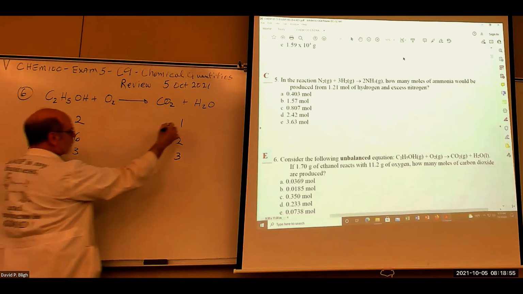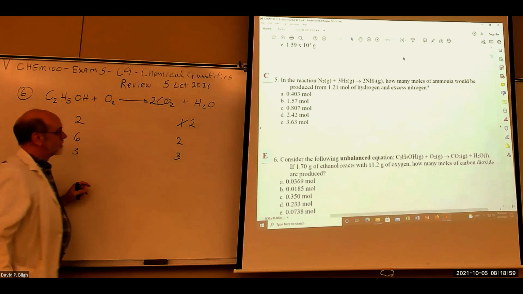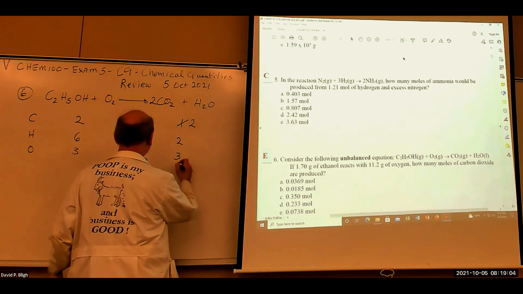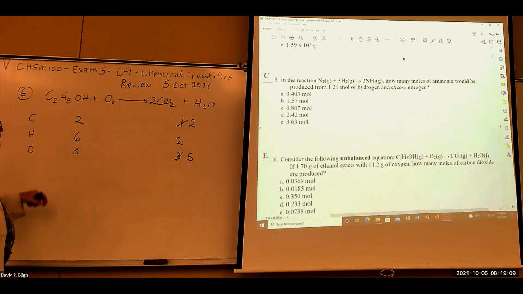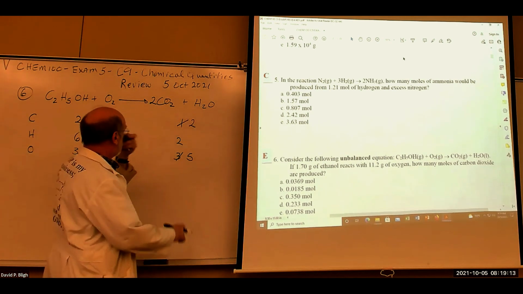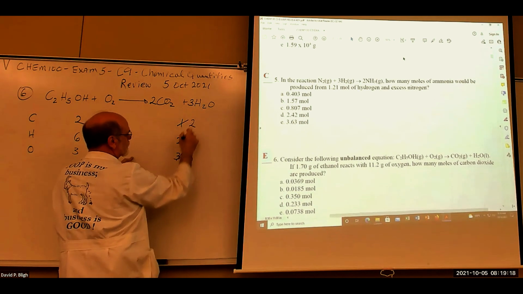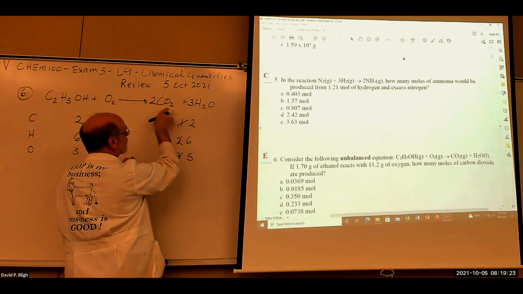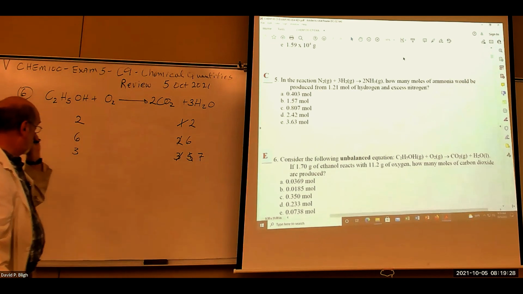Carbons. If we need 2 carbons here, that coefficient will give us 2 carbons, but it'll also give us 5 oxygens. How about hydrogens? We have 6 hydrogens here, and 2 here, so a 3 will give us 6 hydrogens. But it'll also add 3 oxygens. So 3 plus 4 is 7.